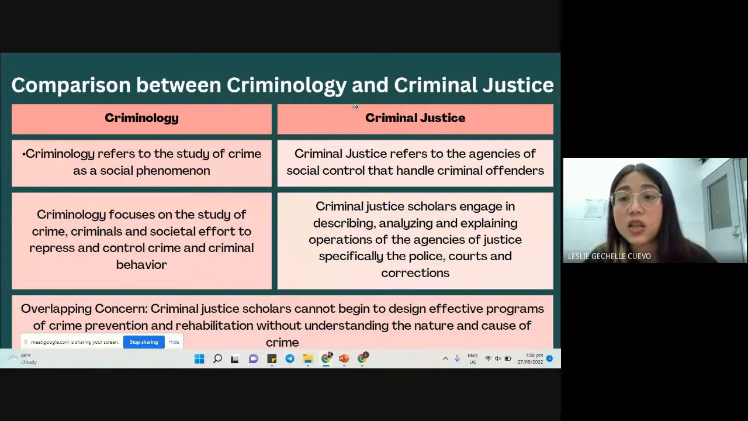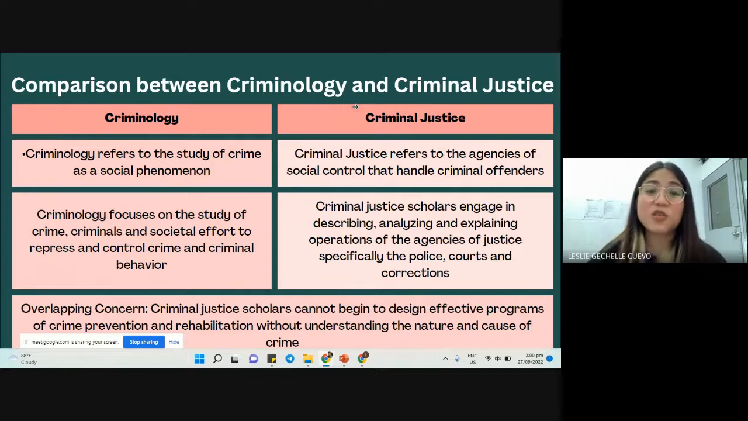And then criminal justice scholars engage in describing, analyzing, and explaining operations of the agencies of justice, specifically the police, courts, and corrections. Kaya nga, next may subject kayo, criminal justice system. Introduction to Philippine Criminal Justice System. At pag-aaralan nyo nga doon yung iba't ibang pillars o yung iba't ibang agencies na responsible sa pagpoproseso ng isang kriminal. Mula sa pag-aresto hanggang sa makulong siya, magkaroon ng trial, makulong siya, at makalaya siya, at makabalik siya sa society. Yun, pag-aaralan nyo yun next year.